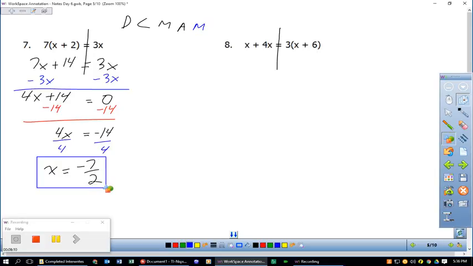Negative 7 over 2. Now, since it's the only fraction, it's a really good idea to check that one, but it is true. Okay, it is our solution.